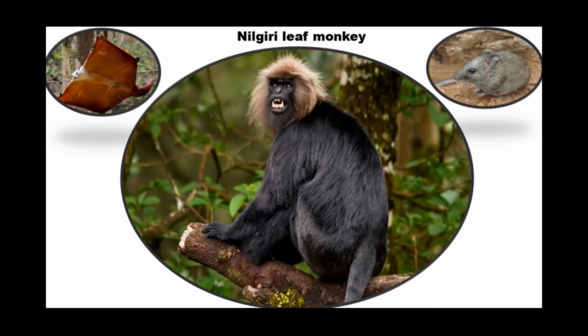The Nilgiri langur is a species of primate found in the Nilgiri hills of the Western Ghats in South India. This species of monkey has various common names like the black leaf monkey and Indian hooded leaf monkey. It is placed on the International Union for Conservation of Nature and Natural Resources red list as vulnerable.